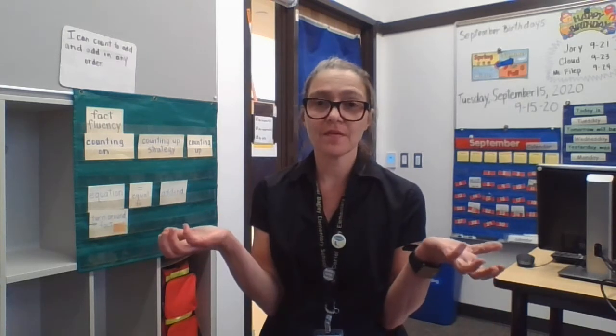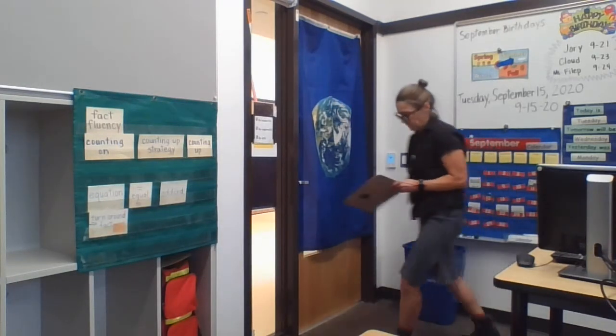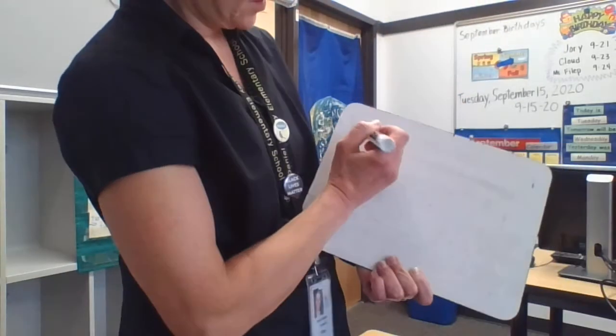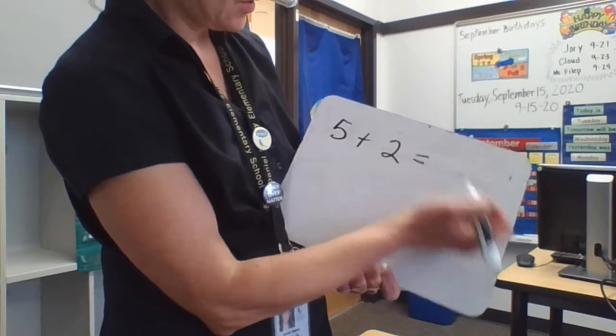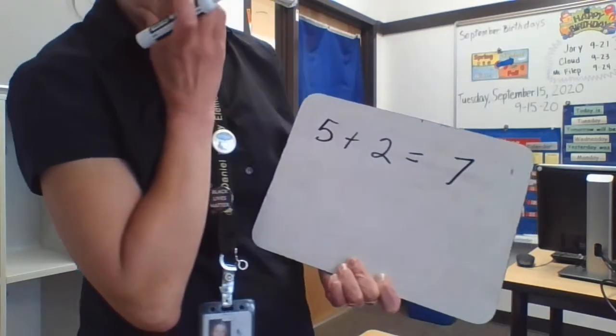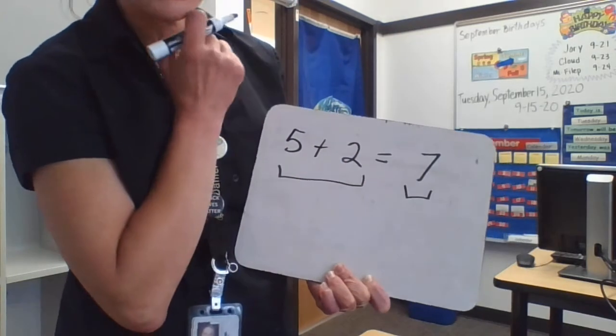So what's on one side of the equal sign is going to be the same in value as what's on the other side of the equal sign. So when you have an addend, which is 5, and another addend, which is 2, and you get your answer, 7, the value on this side has to equal the value on that side.